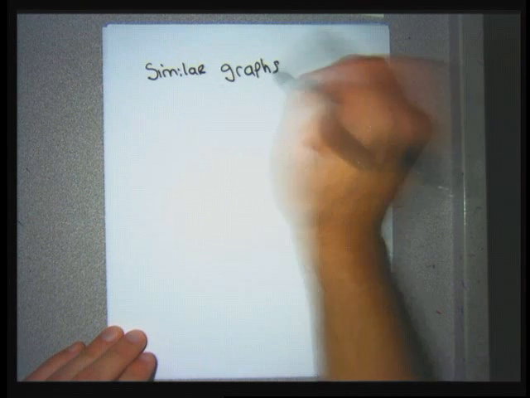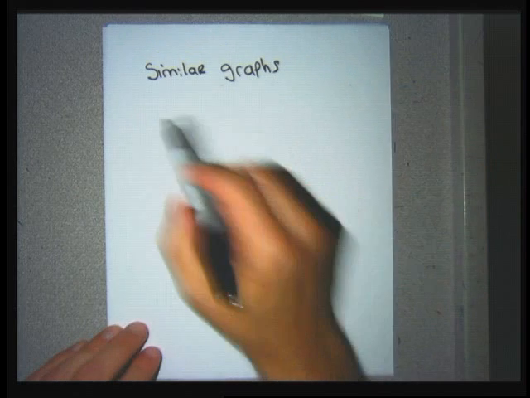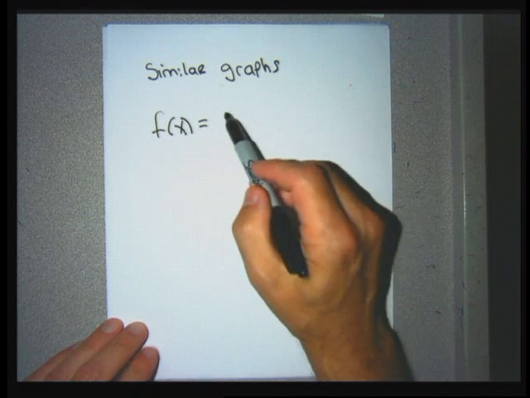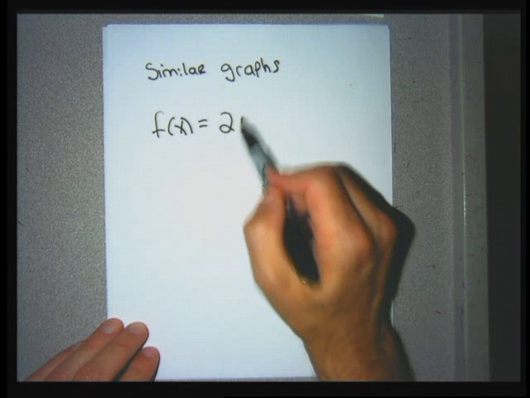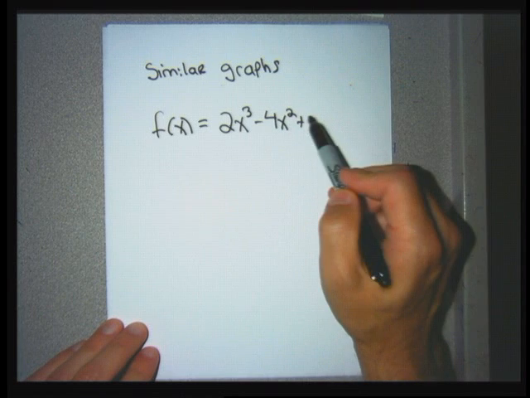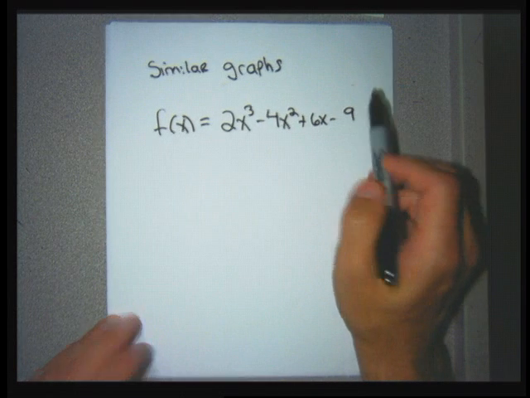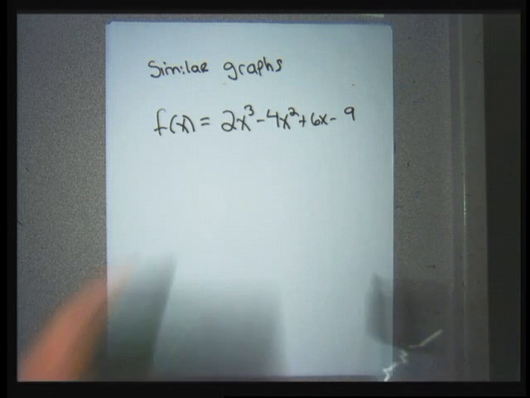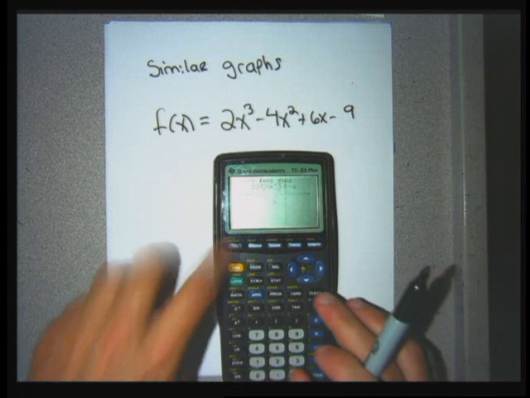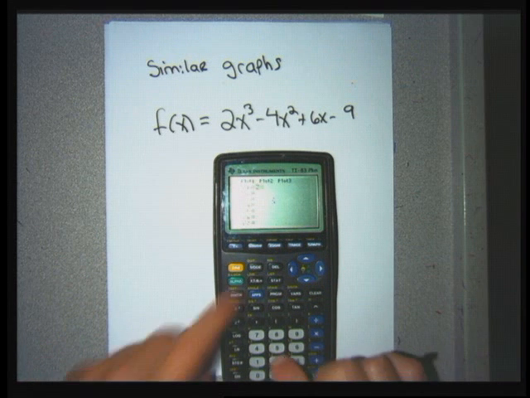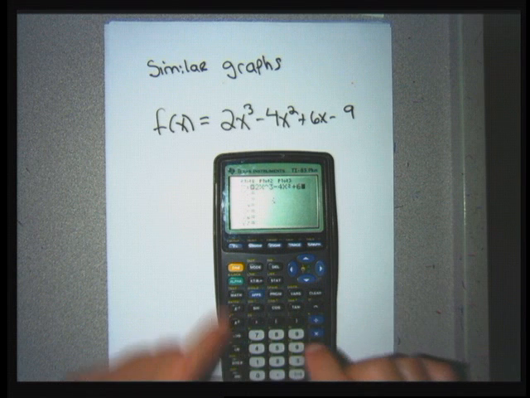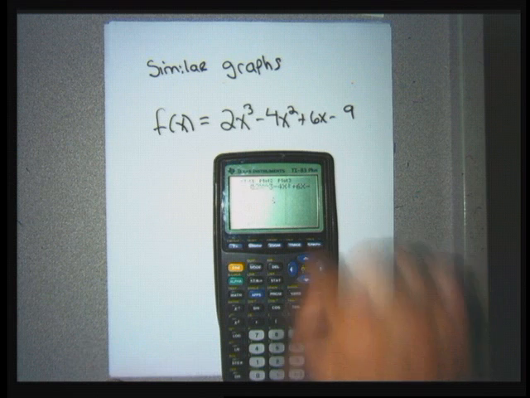Another concept is similar graphs. I'll break out my calculator for the first time. If I sketch this graph, f of x equals 2x cubed minus 4x squared plus 6x minus 9, I'm going to graph this just on a generic negative 10 to 10 viewing window. So I'll hit my y equals button, clear that junk that's in there, do 2x up arrow cubed minus 4x squared plus 6x minus 9, and hit graph.